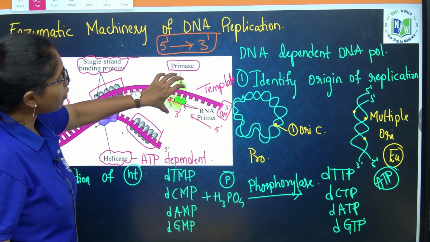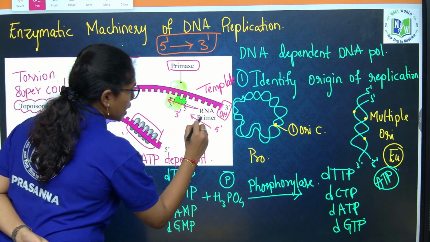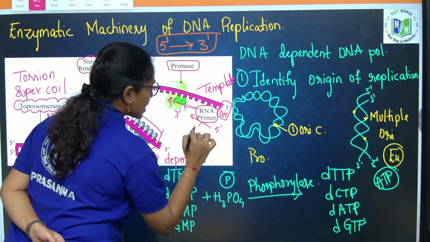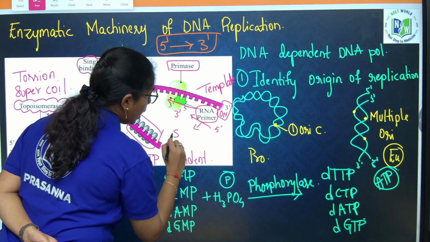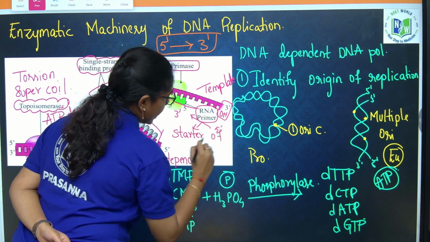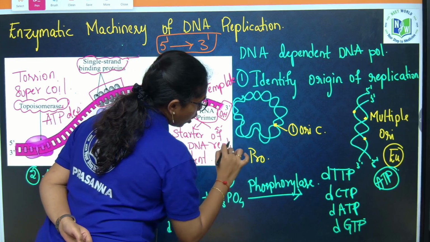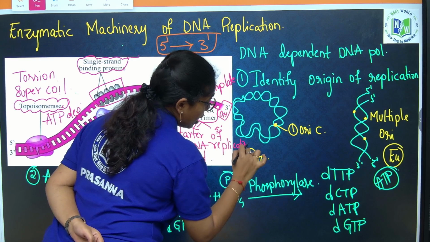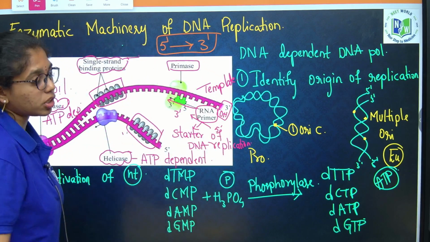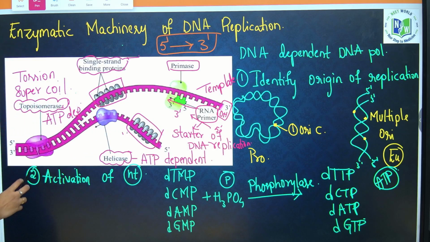So, firstly what is added? RNA primer. It acts like the starter of DNA replication, where it initiates or begins the process of DNA synthesis. Till here it is clear now?